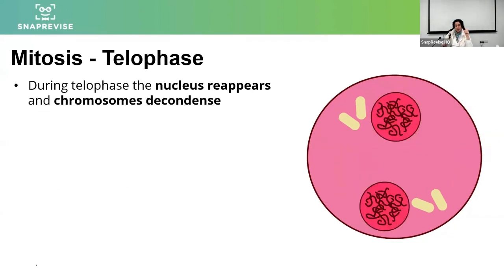Since part of the function of mitosis is to create growth or to replace dead or damaged cells, they have to be genetically identical. Otherwise, they wouldn't be replacements of the cell that was lost. Finally, telophase: the nucleus begins to reappear. It's beginning to form again here. So here is my nuclear envelope reforming. And I, of course, have two new nuclei.